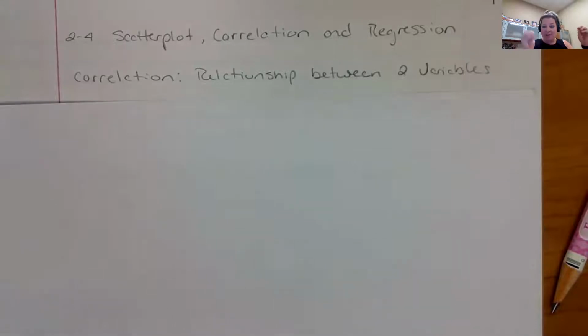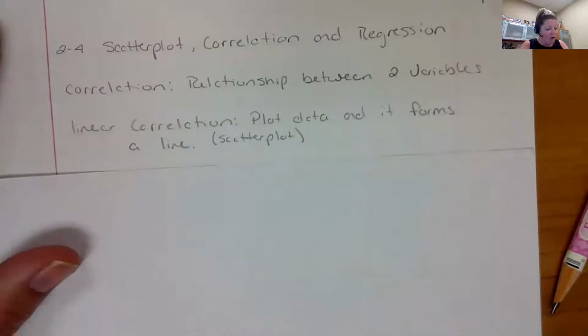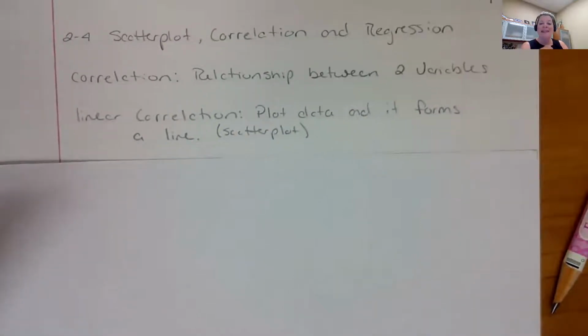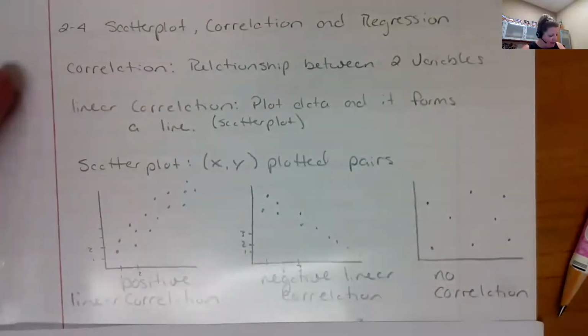So what is a correlation? A correlation is a relationship between 2 points, and we can't see that without the scatter plot. A linear correlation is when you plot the data and it forms a line. So both of these correlations you see through the graph of a scatter plot.